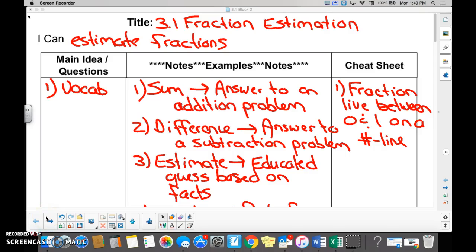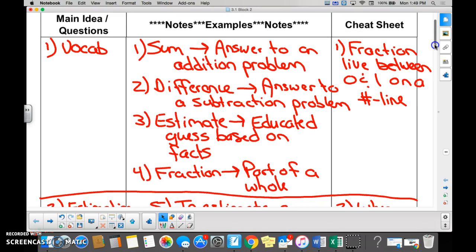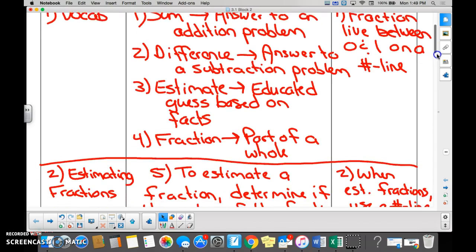3.1 Estimating fractions. I can estimate fractions. Awesome. Thank you, Shrajani. So we're estimating fractions. First thing we did was go through vocab: sum, difference, estimate, fraction. I think all of them you're probably pretty cool with. So I'm going to slide on down to number 2.